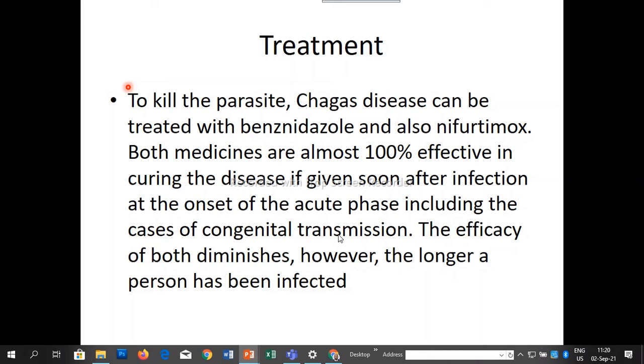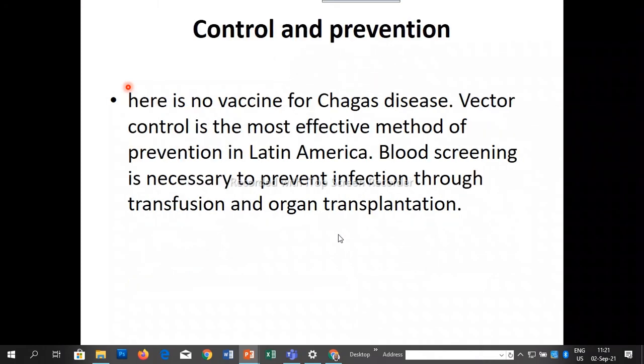We control this by controlling vectors. There is no vaccine. Also, blood screening is necessary to prevent infection through transfusion and organ transplant, especially in endemic areas.